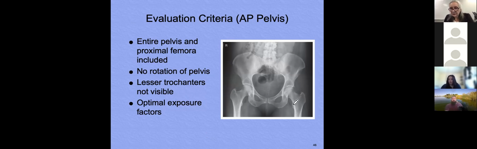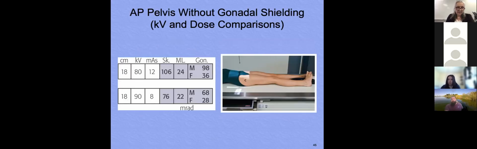Here you see that the lesser trochanters you don't see very much. You've got a U shape here, which means that the necks of the femurs are parallel to the image receptor. Is this male or female? Definitely female.